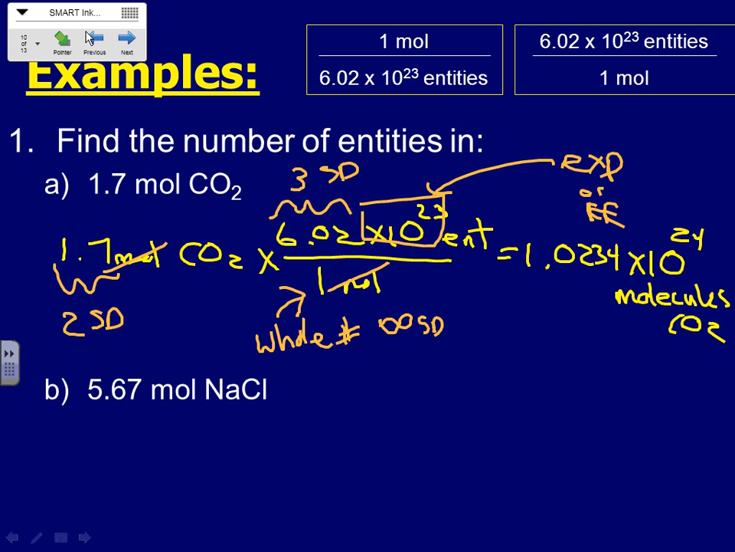What's the least number of significant digits for all of my numbers here? What's the one that has the fewest? Nat, what is it? 2. So I'm going to round this to 2 significant digits, which then means I've got 1 and 2. I'm looking at the 2, and that's going to not round down, but stay down, right? So my answer is 1.0, there's my 2 significant digits, times 10 to the 24 molecules of CO2. All right?